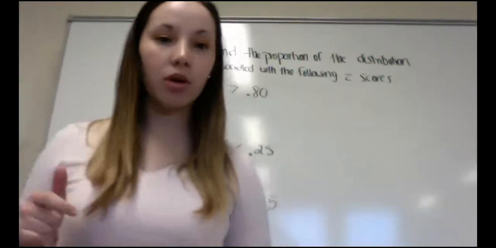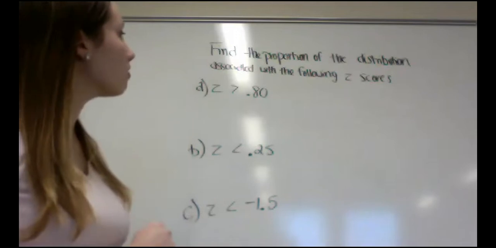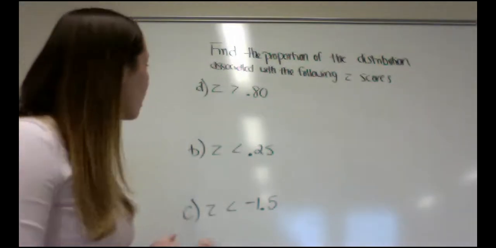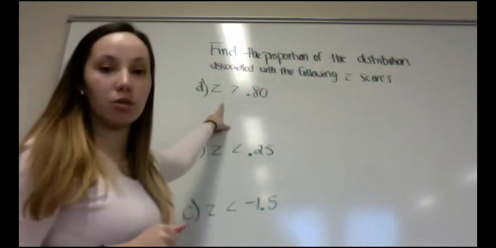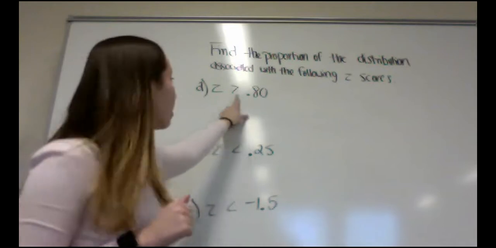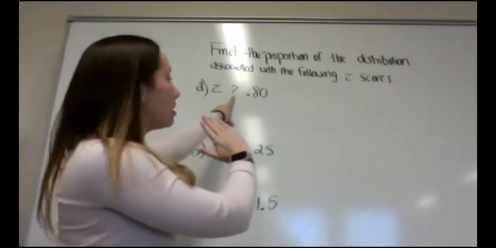All right, now we have some more examples here. The prompt asks us, find the proportion of the distribution associated with the following z-scores. So this first one asks us to find what proportion of the distribution is associated with a z-score of 0.80 or higher. The reason I know that is because we have our greater than sign, and greater than means higher.